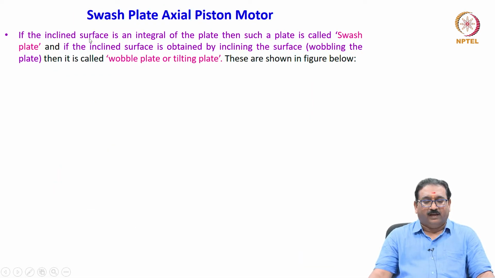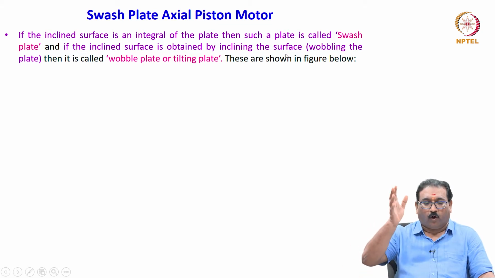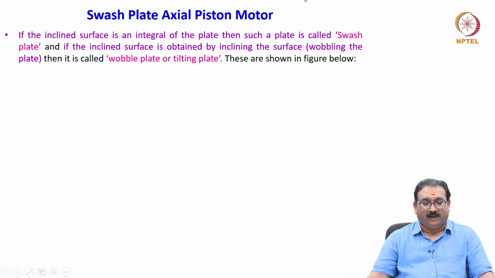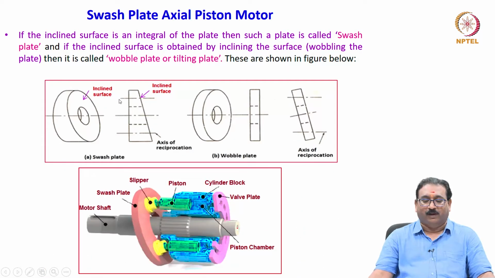If the inclined surface is an integral part of the plate, then such a plate is called a swash plate. And if the inclined surface is obtained by inclining the plate, meaning by wobbling the plate, that arrangement is also provided, then it is called a wobble plate or a tilting plate.